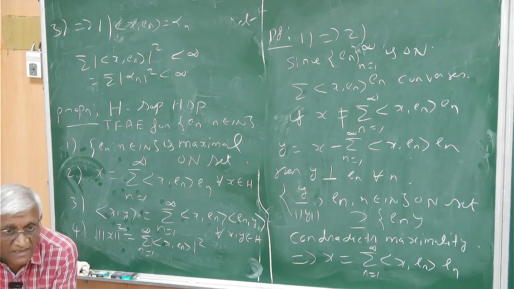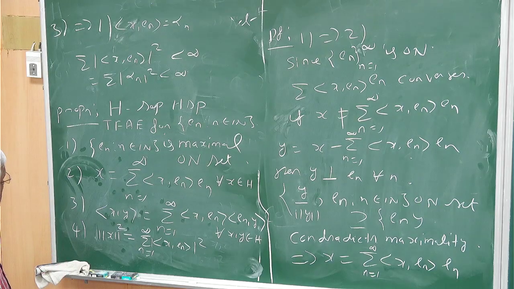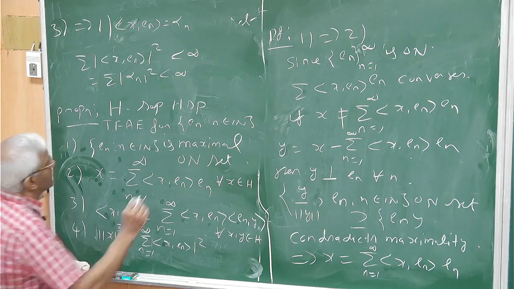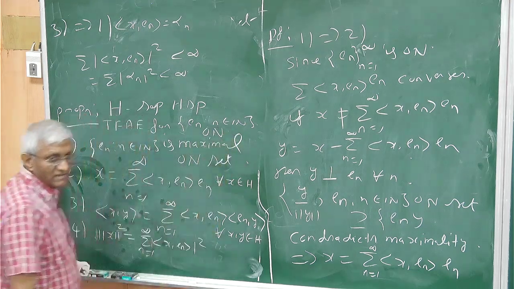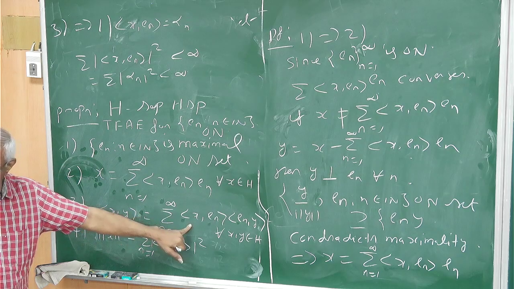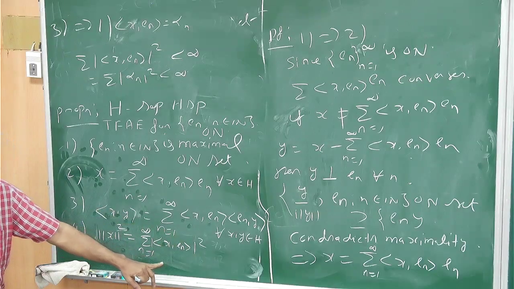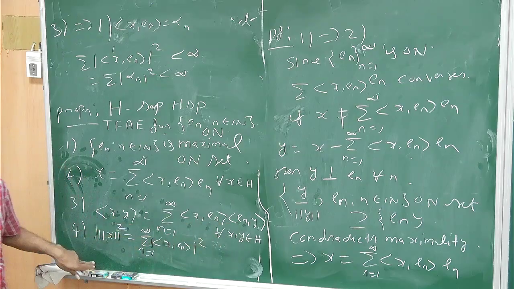What is the hypothesis? Yes, we start with an orthonormal set e_n. Correct, you are right. Then it is maximal if this happens. So this is equivalent: <x, y> is this, and it is just x equal to y.